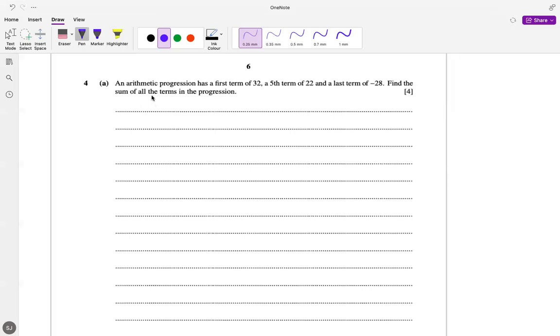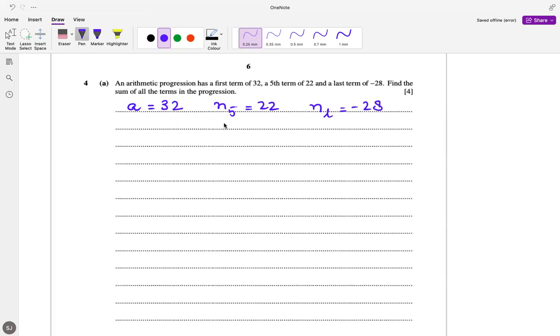In this question, we have an arithmetic progression which has a first term of 32. So we can note down that a is equal to 32. The fifth term is 22, so the fifth term can be noted down as 22. And the last term is minus 28. We have to find the sum of all the terms in the progression.